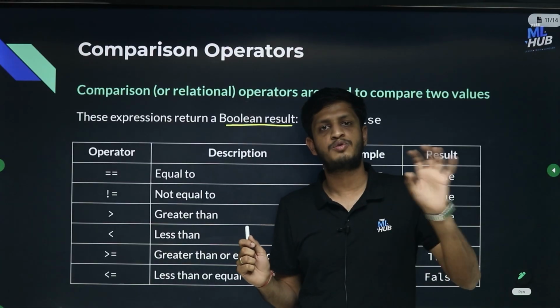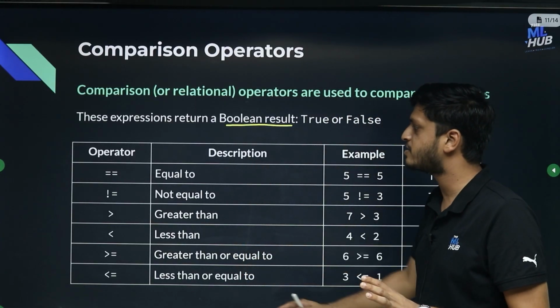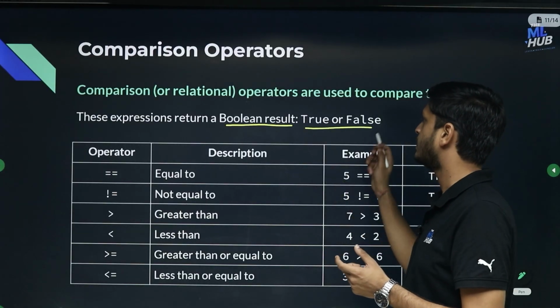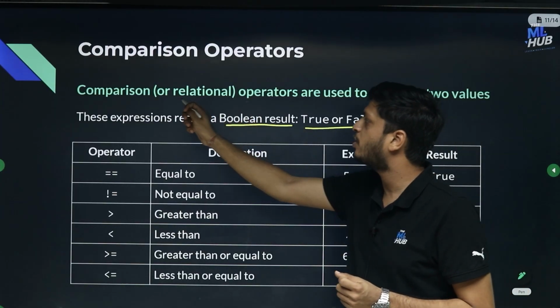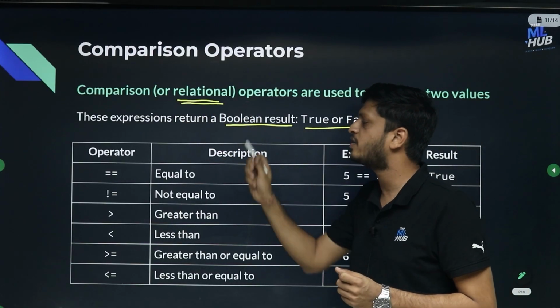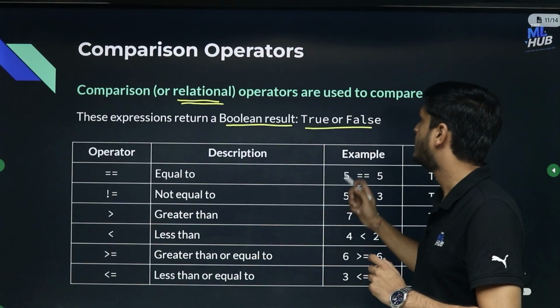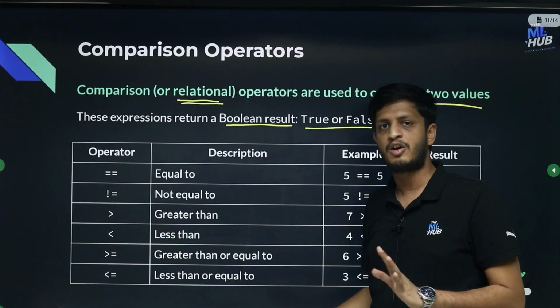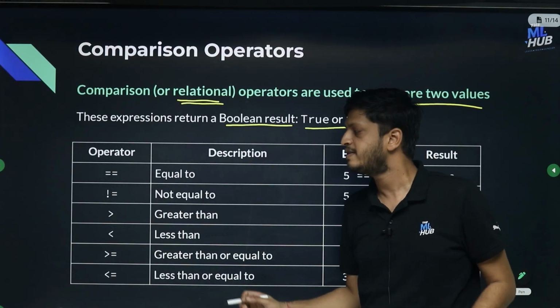So you will get the answer as true or false. All the comparison operators will always give you a Boolean output, which is true or false. These operators are also called relational operators, and they are used to compare two values or two operands. All of them are binary operators, so they will require two operands.